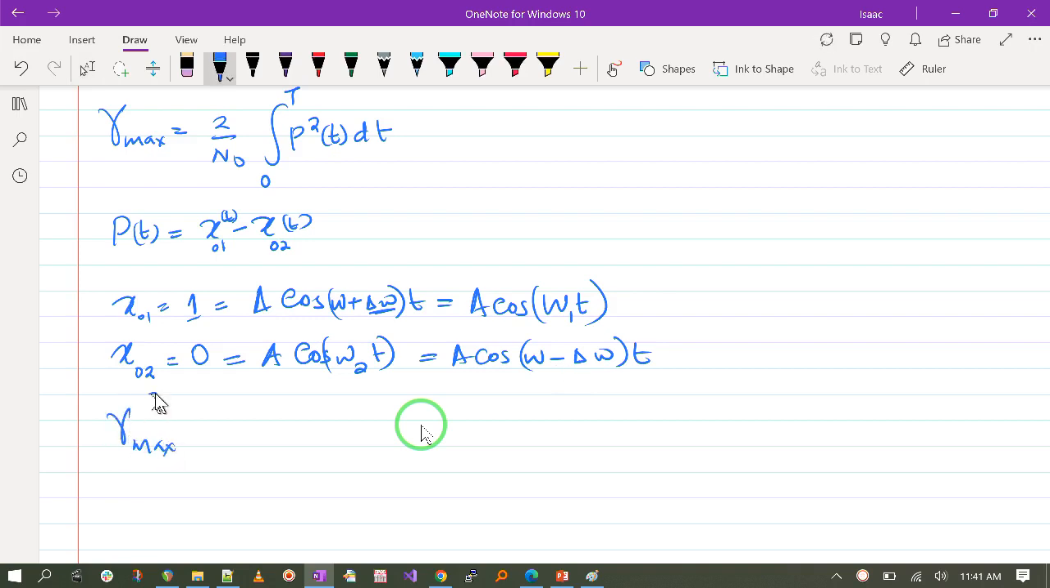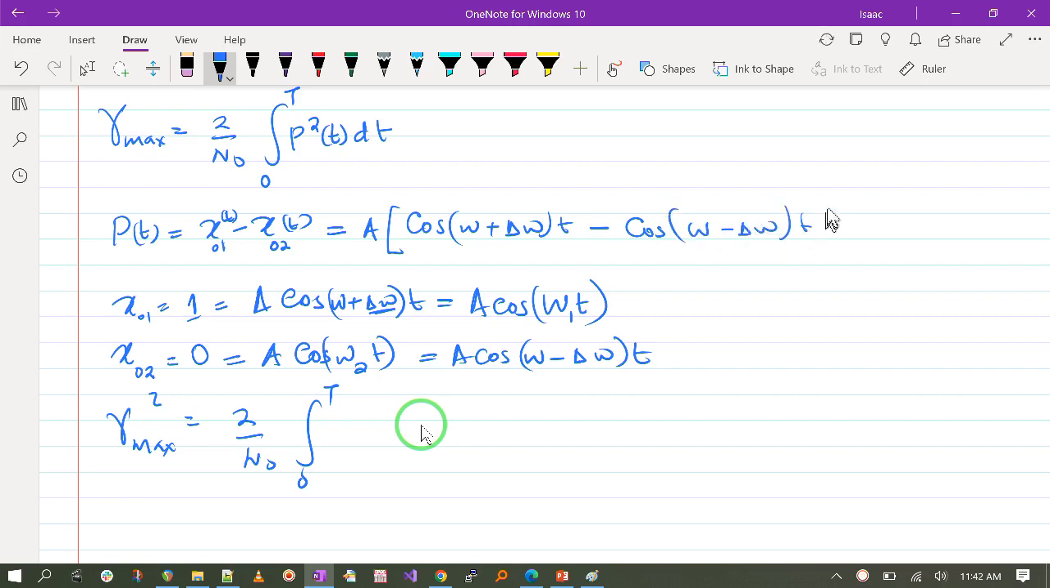Gamma max squared is going to be found by following the same procedure: 2 over N0, integral from 0 to T of, in fact, we should evaluate this from what we have already obtained here, and we see that p of t equals A times cos of omega plus delta omega t minus cos of omega minus delta omega t. So when we square p of t, we square this expression, and that is what we are putting now here.